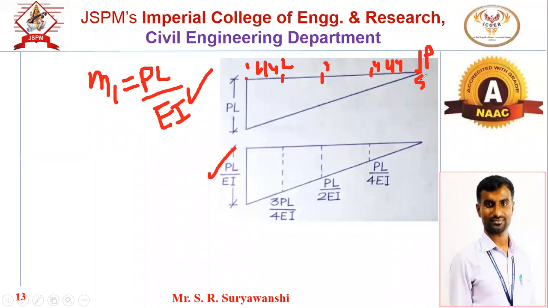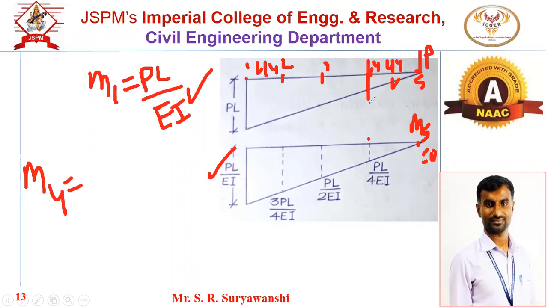So we know that the bending moment under the point load will be 0. At the free end, bending moment will be 0. Now what is next? We will find out for M4. Now this is the section, and the distance is L by 4.